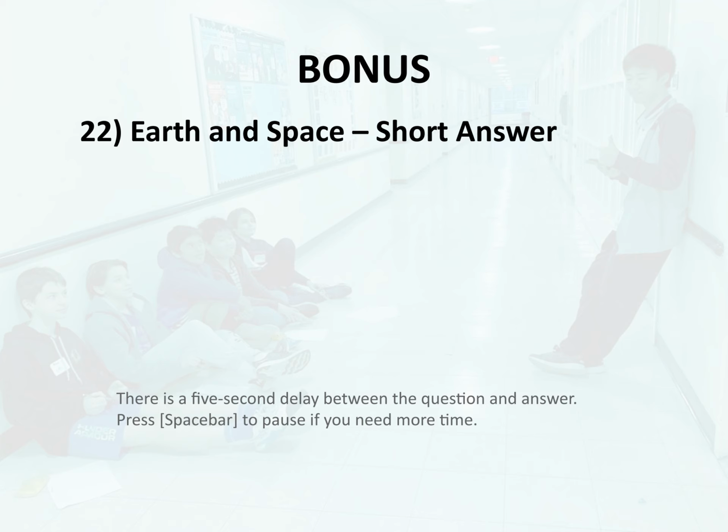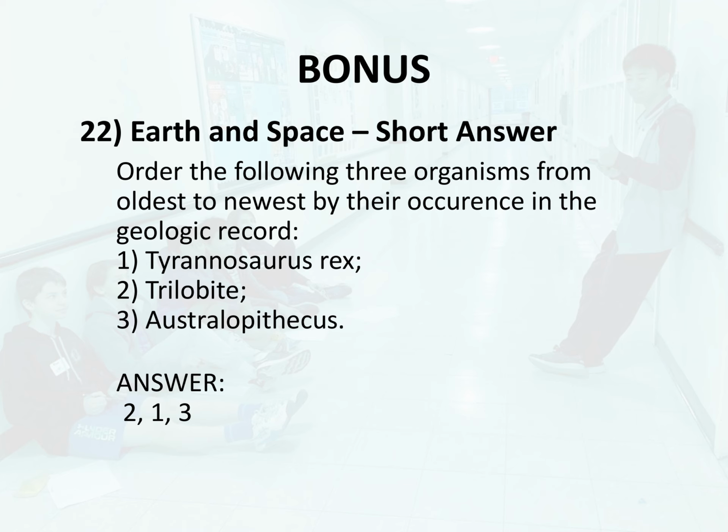Bonus 22. Earth and space, short answer. Order the following 3 organisms from oldest to newest by their occurrence in the geologic record. 1. Tyrannosaurus rex, 2. Trilobite, 3. Australopithecus. Answer: 2, 1, 3.